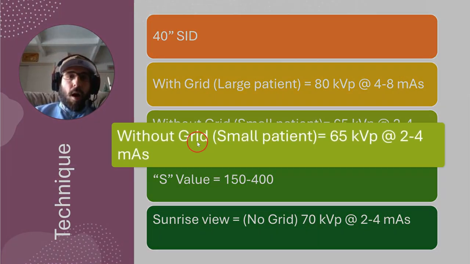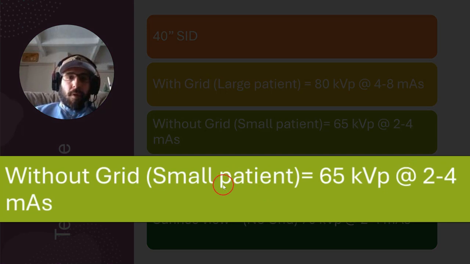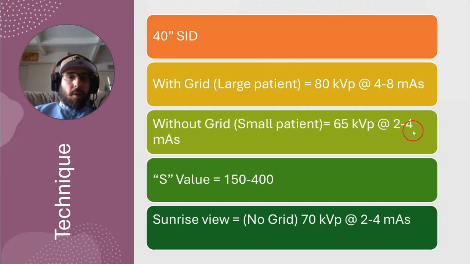Okay, and if you're not using a grid for a smaller patient here, we're going to go all the way down to like 60, 65 kVp at like 2 to 4 mass. Okay, you can see the big difference with and without a grid. That'll save dose for patients that don't have a lot of soft tissue there, and you'll still get really good imaging. Our S value should be anywhere from 150 to 400 again, just like any extremity.